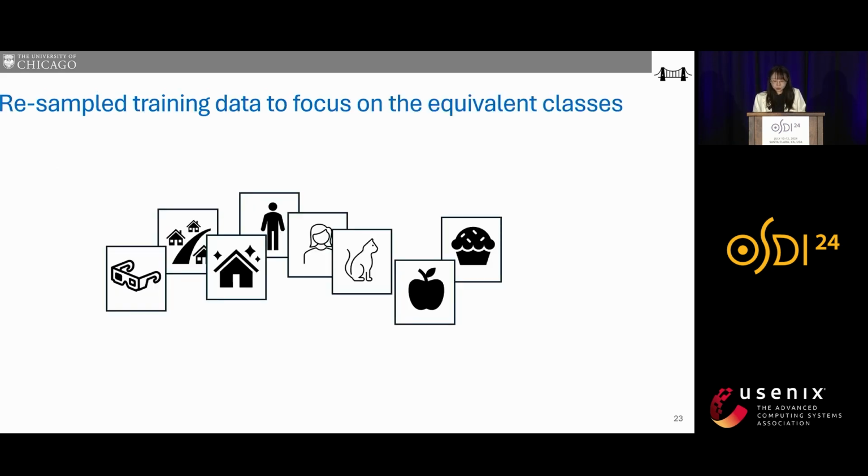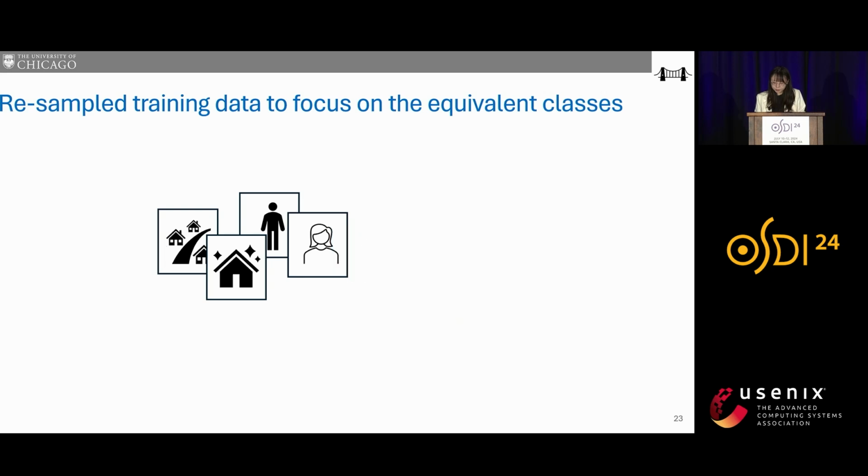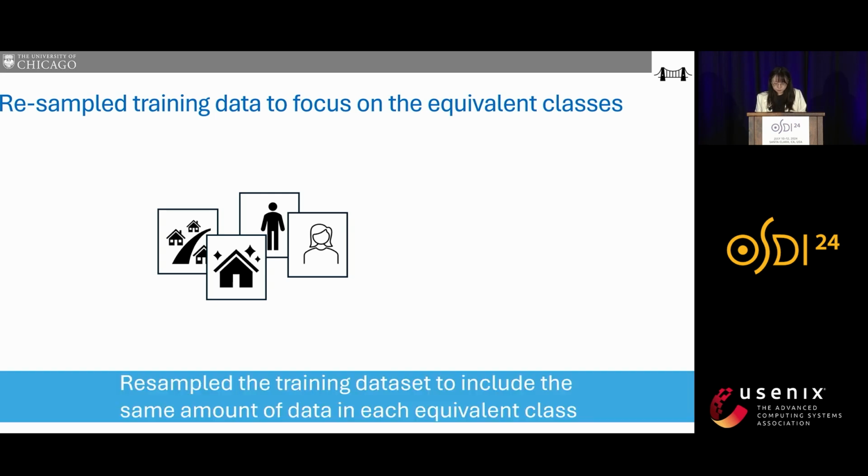Instead of using the original training data set that was used to train the generic ML models, which contains images of many different irrelevant labels, we resample the training data set so that the data irrelevant to the equivalent classes are not included. This does not only save training time, but also yields higher accuracy.